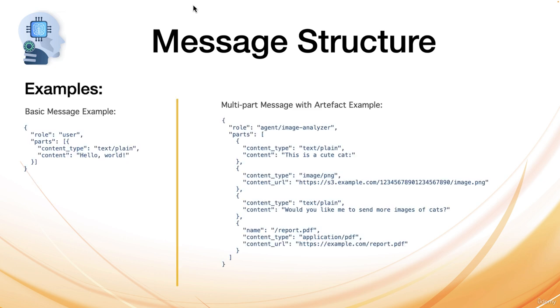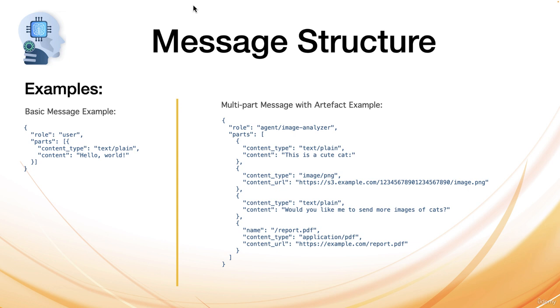Now let's look at two examples. On the left side of the screen, you will see a simple message. Its role is user, so the message is coming from a user, and it has only one message part. The content type of that message part is text plain, and its content is hello world. On the right side of the screen, however, you will see a multi-part message with an artifact. One of the message parts is an artifact. So in this message, the role is agent/image analyzer, which means that the message is coming from an agent called image analyzer. It has 4 parts.